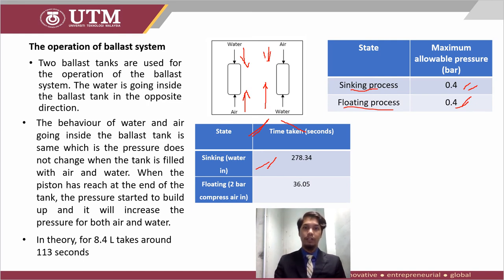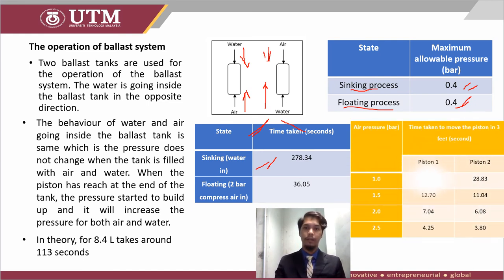We can see from the floating process at 2 bar that the expectation at 2 bar is much different because during the pressure test, there is no water. This pressure test with no water was to move the piston. But during the floating process, there is water involved to move the piston. So there are 2 different mediums inside the ballast tank, which are air and water. To move the piston in the presence of water requires more force compared with no water, which has no resistance at all.